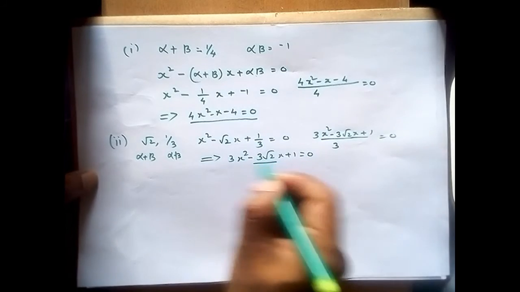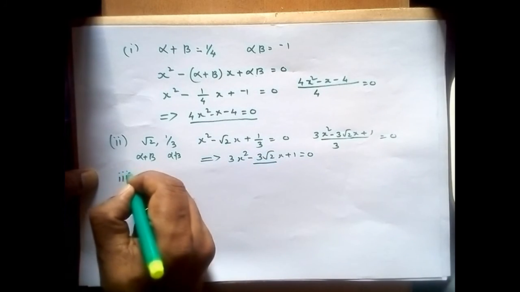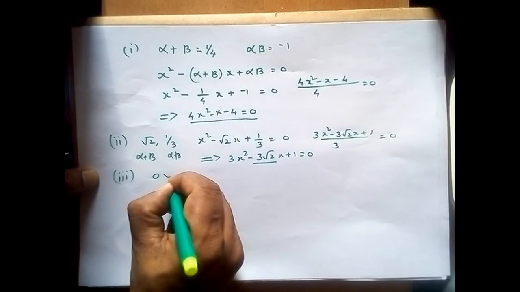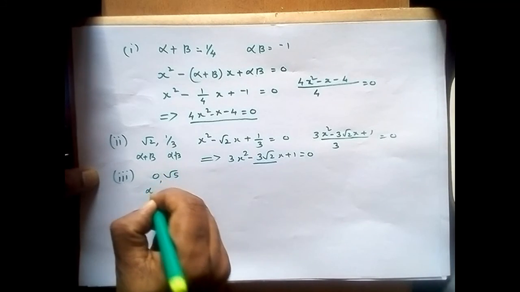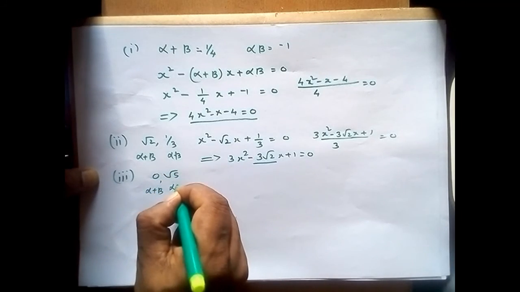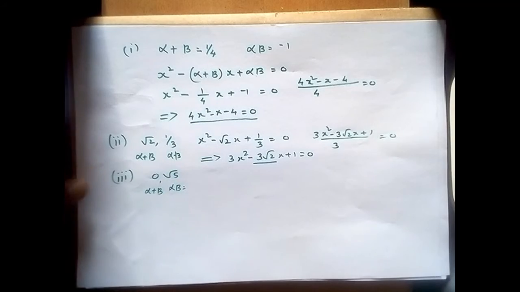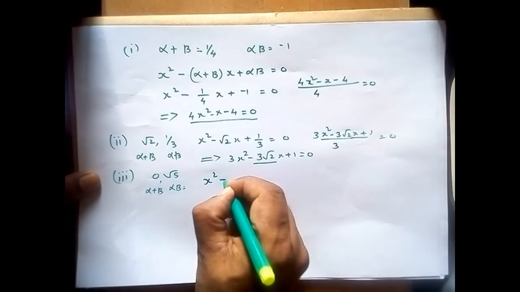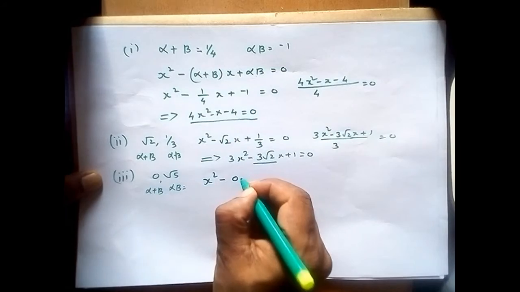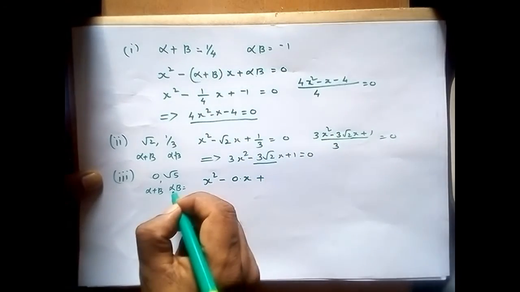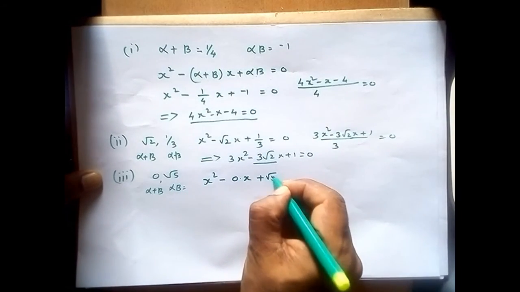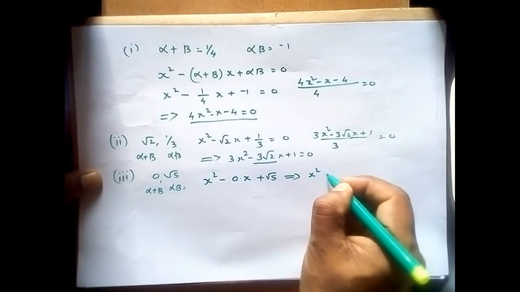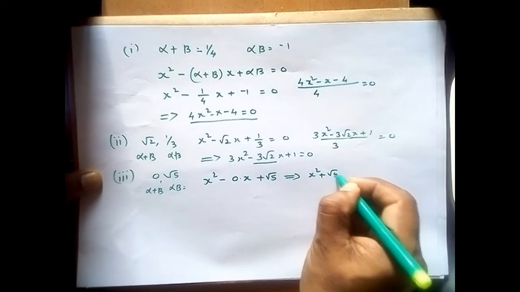Third question, 0 and root 5. So alpha plus beta is equal to 0 and alpha beta is equal to root 5. So x square minus alpha plus beta, that is 0 into x, plus alpha beta, that is root 5. So that means x square plus root 5 equal to 0.